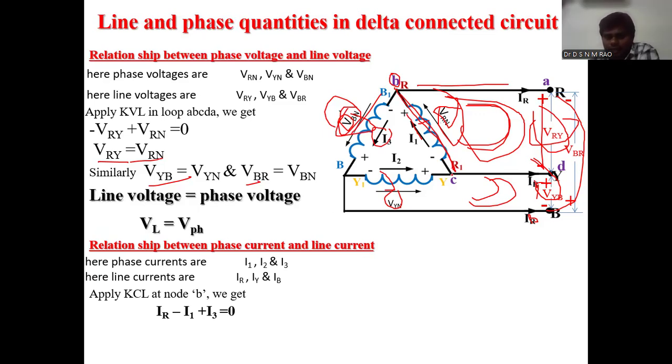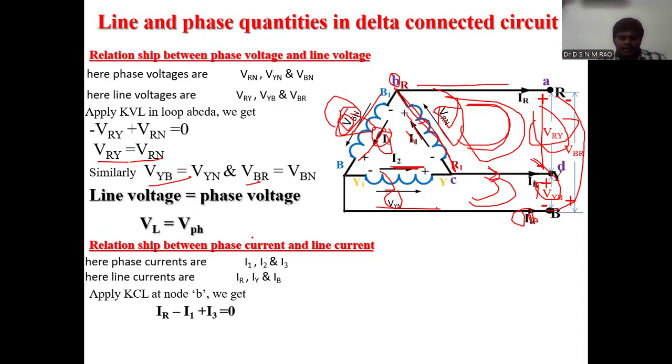Similarly, I will apply KCL at point C. I2 is coming towards this junction, so I2 equals IY plus I1, which are leaving this junction. Similarly, applying KCL at point B, I3 is coming towards this junction. So the sum of incoming currents equals the sum of outgoing currents: I3 equals IB plus I2.